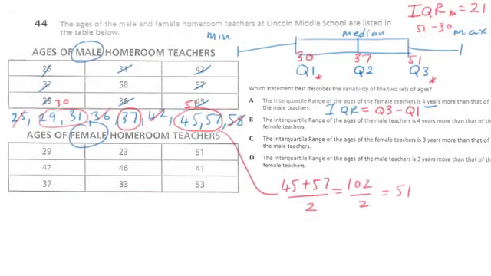Now I've got to do the whole thing again for females. So I'm going to have to write out my list. 23, 29, then I've got 33, 37, 41, 46, 47, 51, and 53.